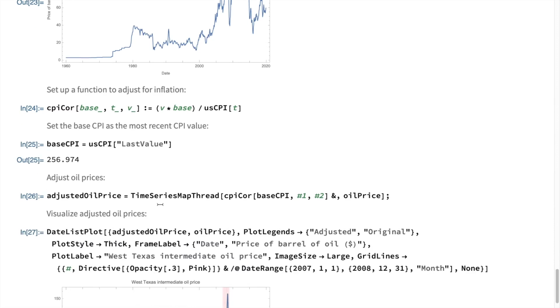Now, using the TimeSeriesMapThread function, we will map our CPI function with the base CPI onto our oil data. In here, hashtag 1 will take the first elements of the data, which are the times, and hashtag 2 will take the second elements of the data, which will be the prices, as is arranged in our definition of the function. Of course, we are using pure functions here to map values properly into our CPI function.